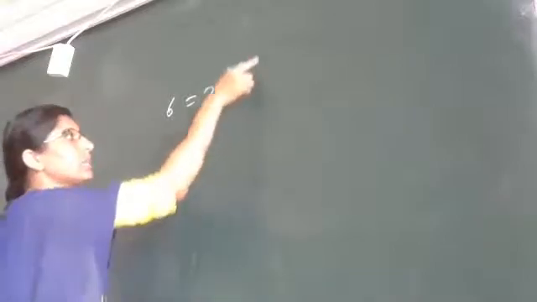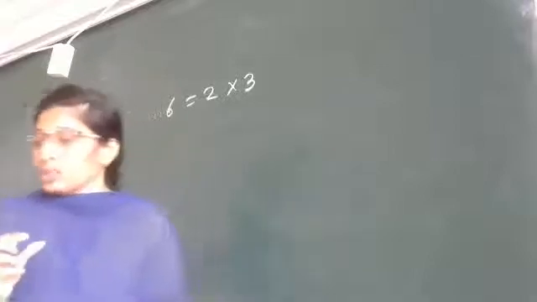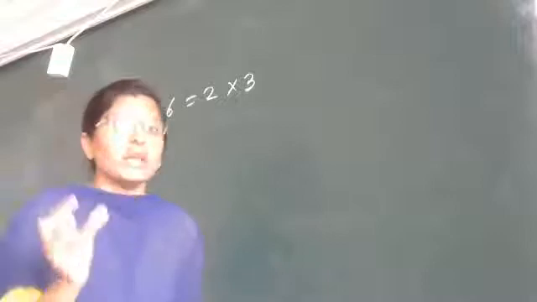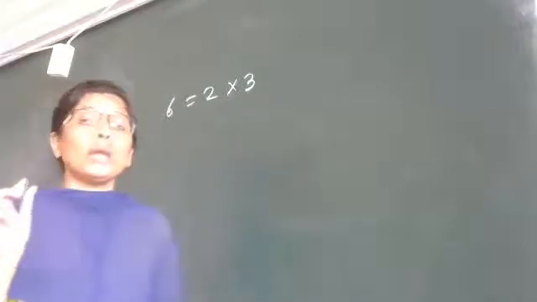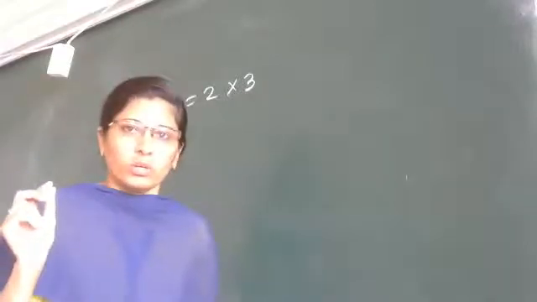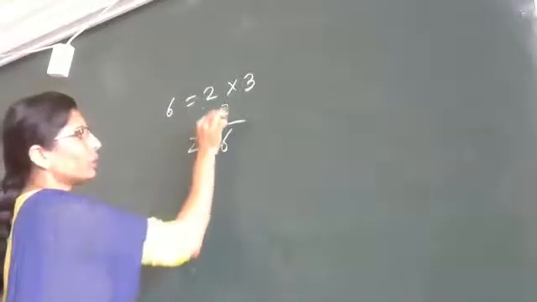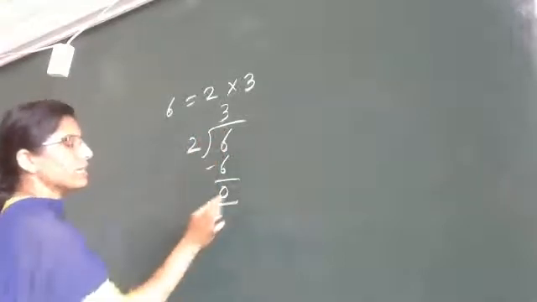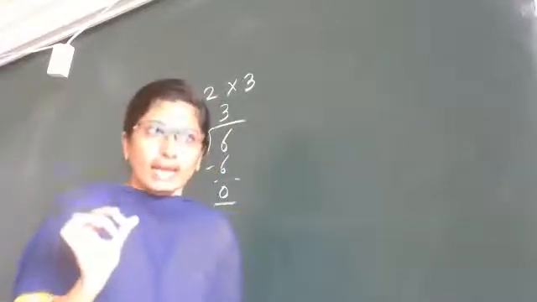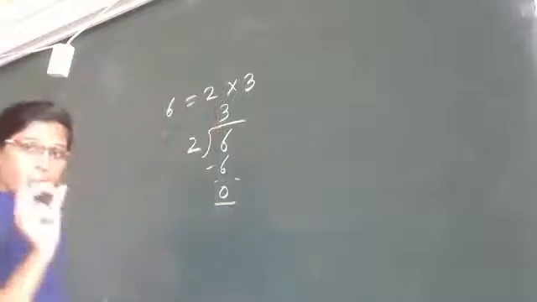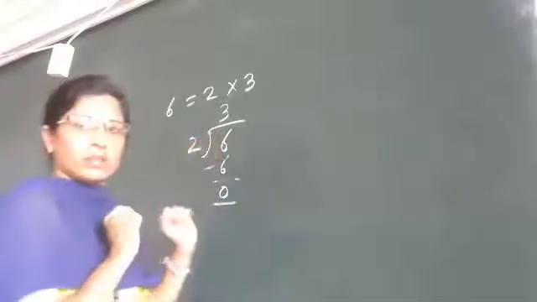So that means these are the factors of 6. Okay, so what are the factors? The factors are the numbers which when divide a given number, then you will get the remainder 0. Means when you divide 6 by 2, what will you get? 2 3s are 6. We are getting remainder 0. So whenever after division we are getting the remainder 0, that means this number is a factor of the other.